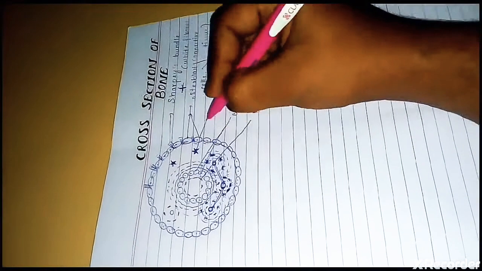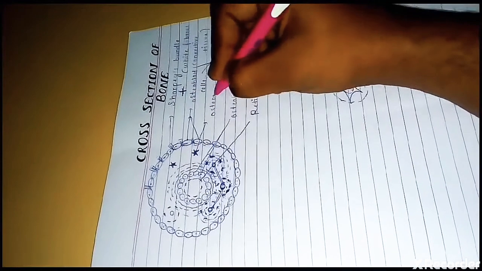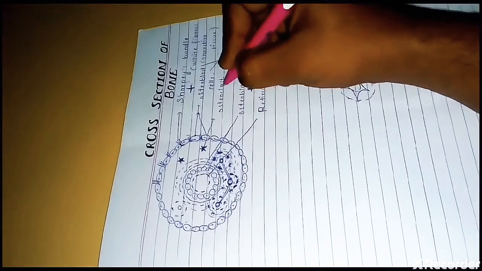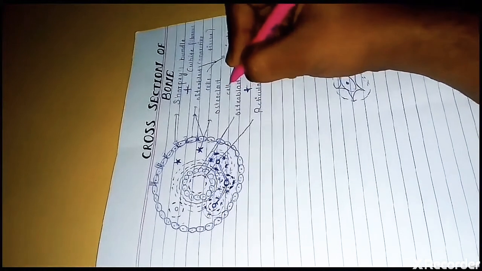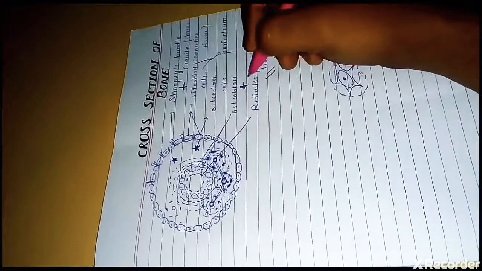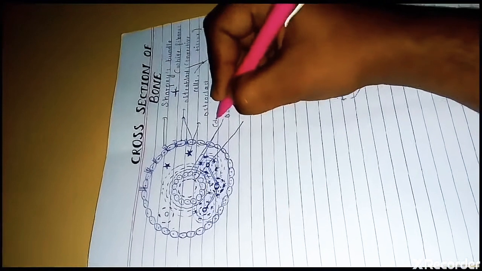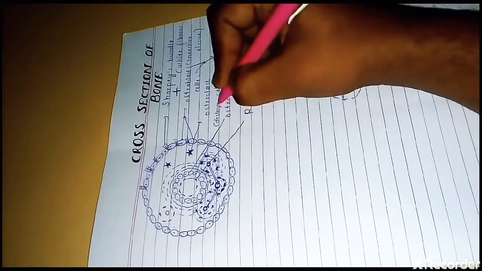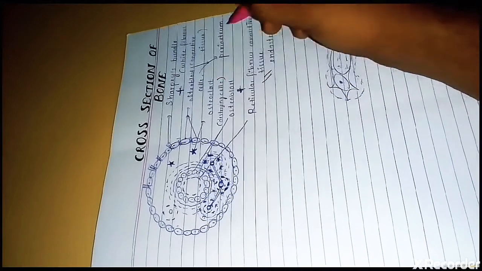Now these structures are known as the osteoclast cells. What do you mean by the osteoclast cells? These osteoclast cells are the destroying cells. Means they will destroy or dissolve the matrix of the bone when needed.